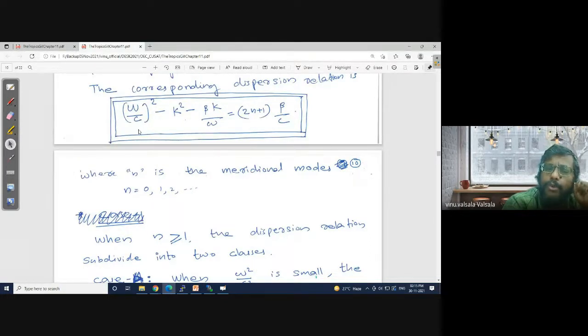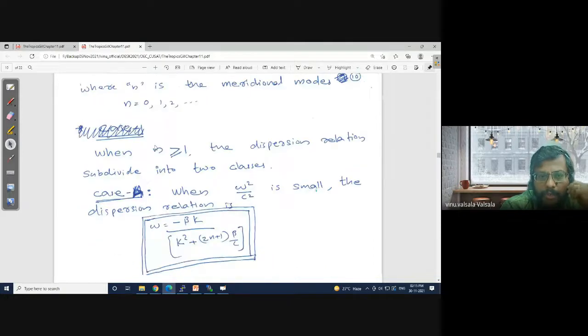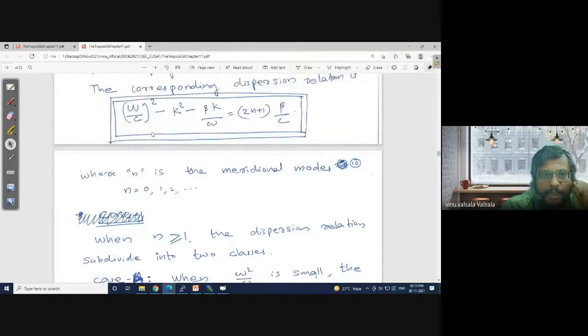This can be small when? If w is so small, this term can be very small, right? And w being so small means what? Is it low frequency or high frequency? Very, very low frequency wave, because w is the frequency of the wave, right? So for a very low frequency wave, this term can be neglected. What is remaining? K square, beta k by omega, and 2n plus 1 beta by c.